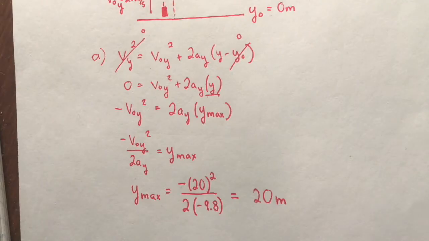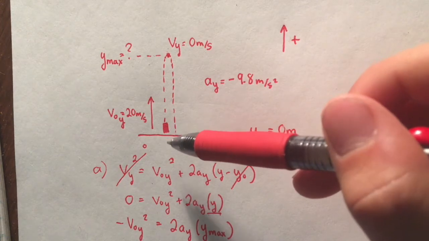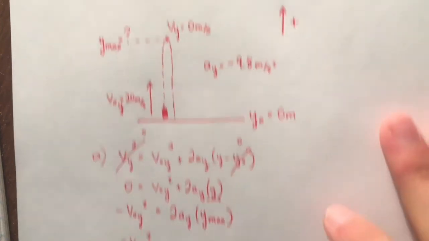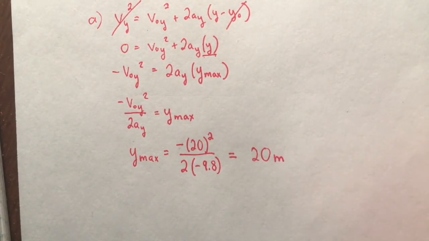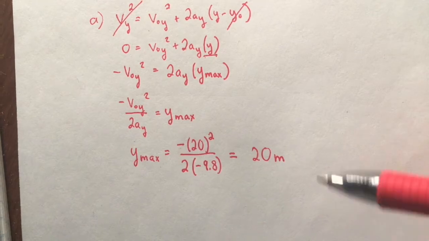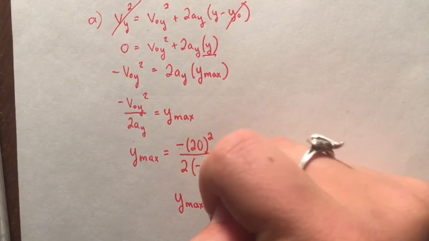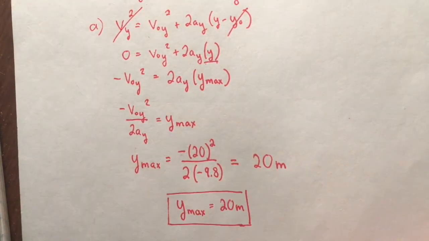Before you present your answer, ask yourself if this makes sense at all. I had a Cheeto that started from the bottom like Drake. It went up, reached a certain height. We said that height is 20 meters. It's positive, it's above the ground. That makes sense to me. So I think that is a reasonable answer. So I'm going to present my answer saying the y max is 20 meters. And I'm going to box it, and that is my answer.